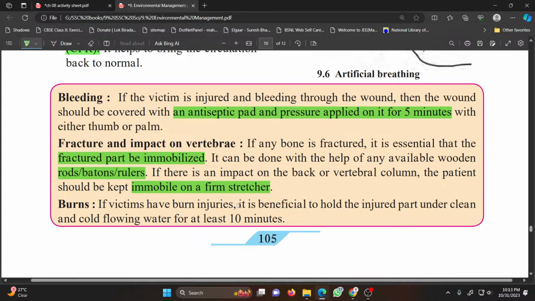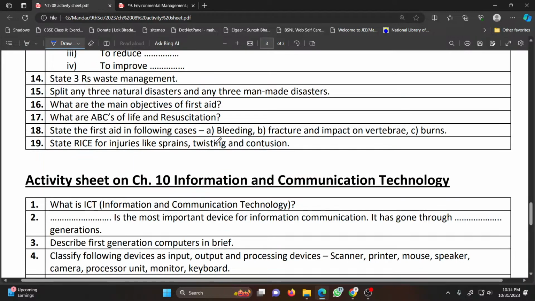If there are burns, then the injured part should be kept under clean and cold water for at least 10 minutes. These are the first aids.